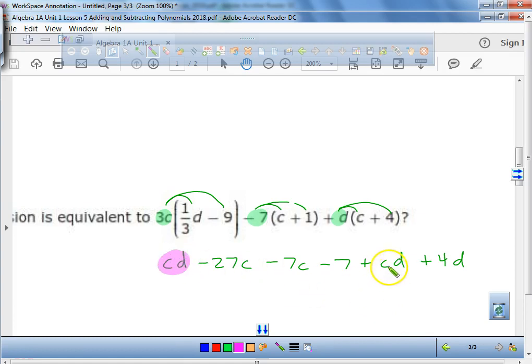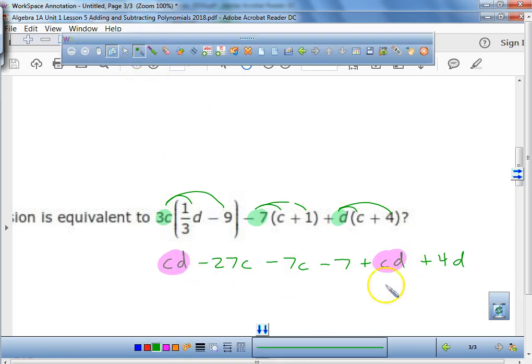CD and the other CD. So right now, we're going to combine those. We're going to combine those. When you add a CD and another CD together, you're going to get 2 CDs.